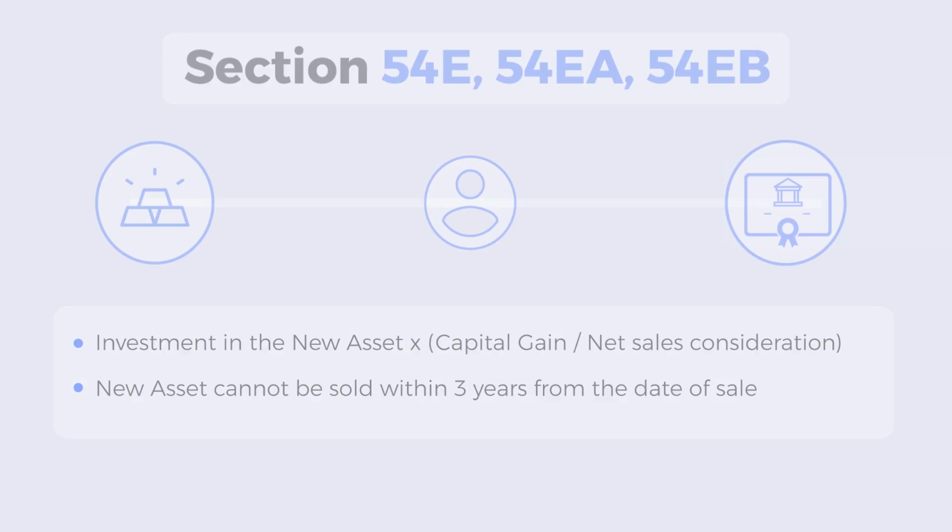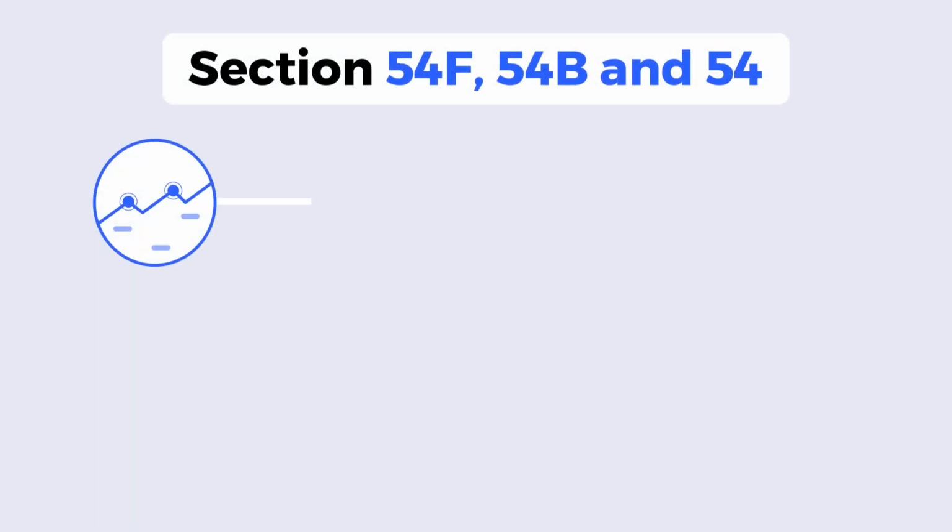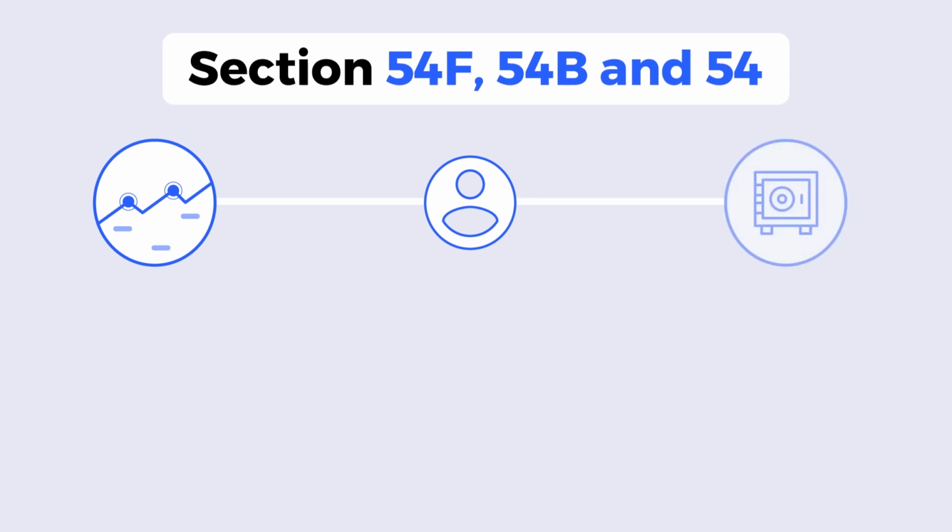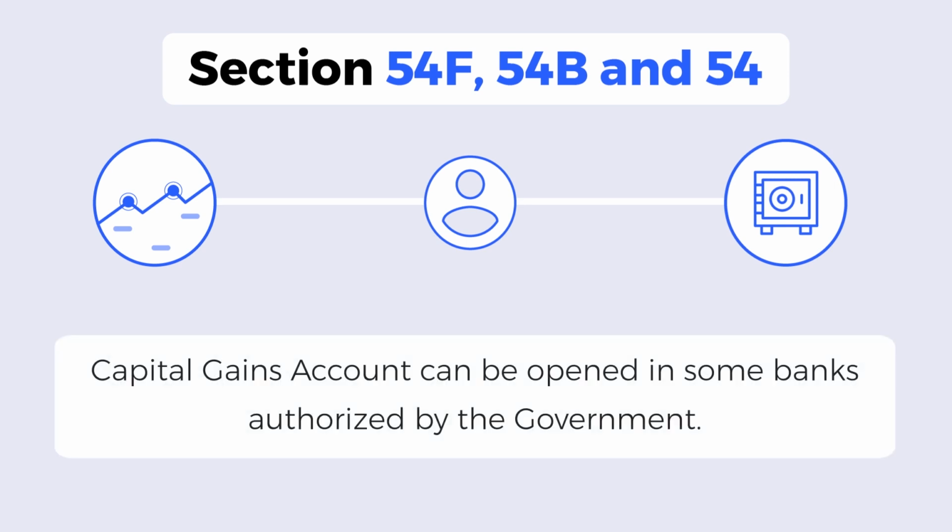If you are not investing into the new asset immediately under Section 54F, 54B and 54, you can deposit the amount from the sale of capital asset into a capital gains deposit account scheme. The capital gains account can be opened in some banks authorized by the government.